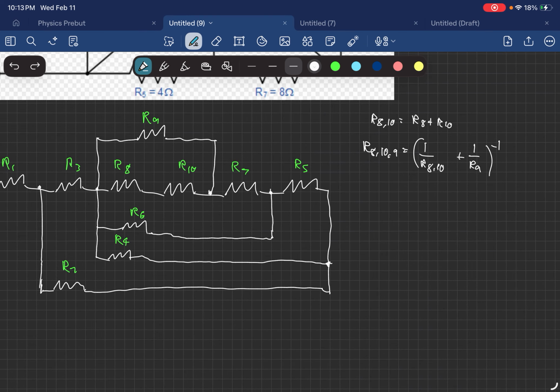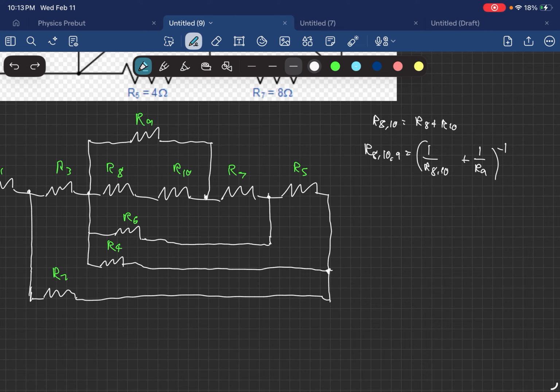And then, by the way, how do we get that? Remember, this is R8,10, and R8,10 is parallel to this. It gets confusing like this, right? Because there's a lot going on. What do we do next?